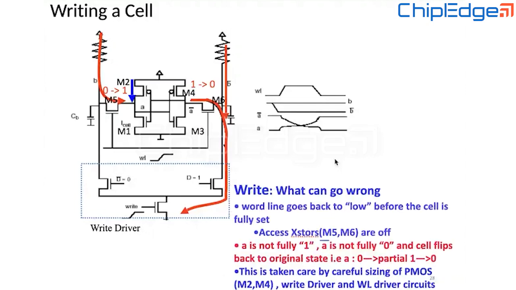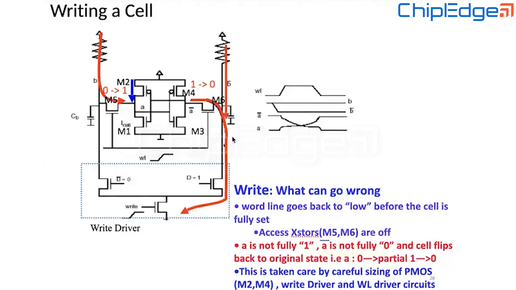Now, what can go wrong during the write? The whole mechanism depends upon this access transistor being on and helping to discharge this internal node, because if only the bit line gets discharged but it is not connected to the inside of the bit cell, then there is no point. The cell will not be written.